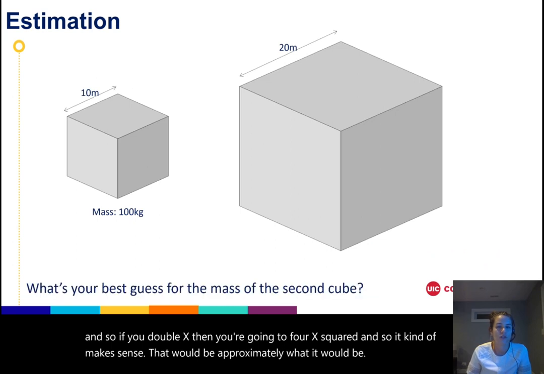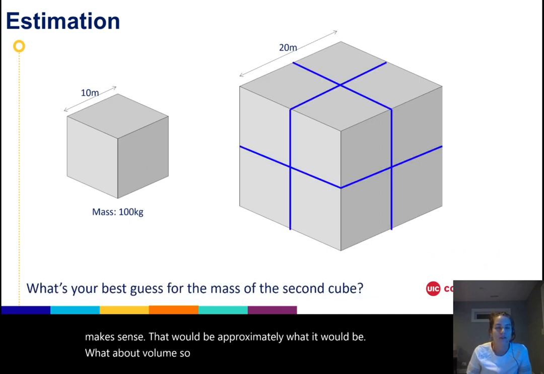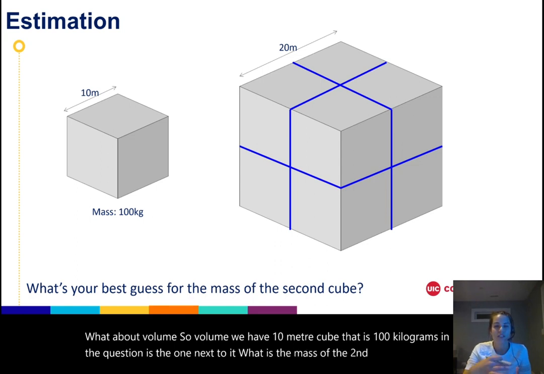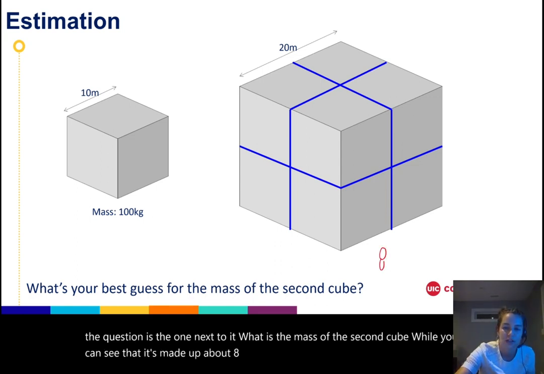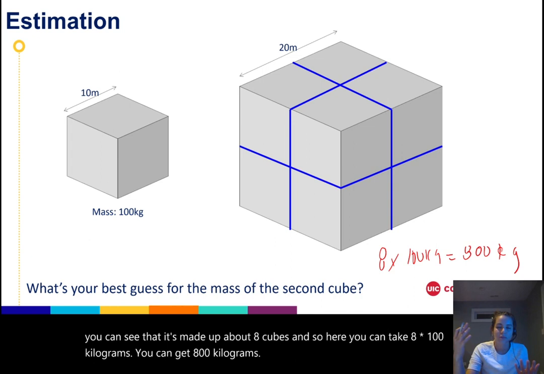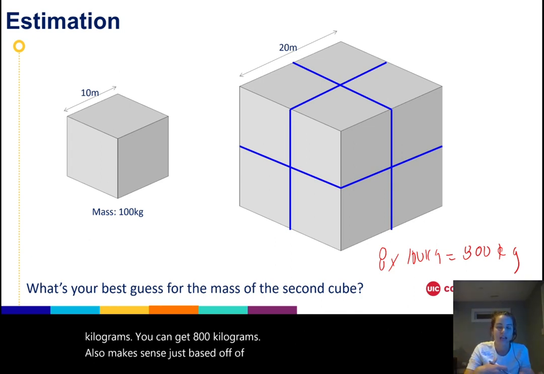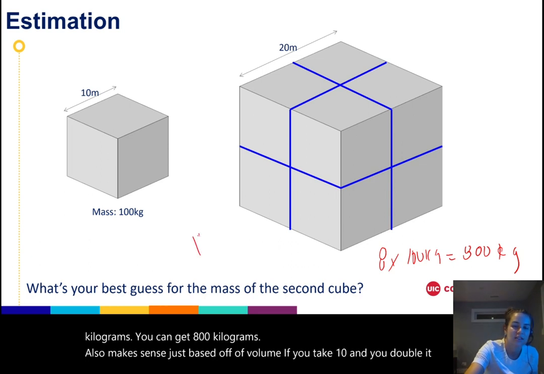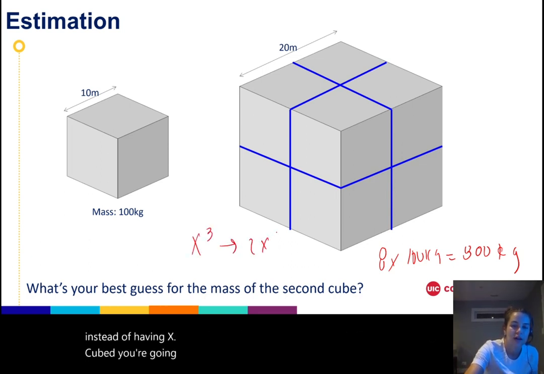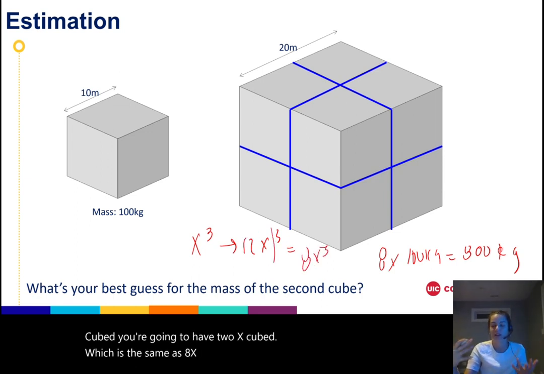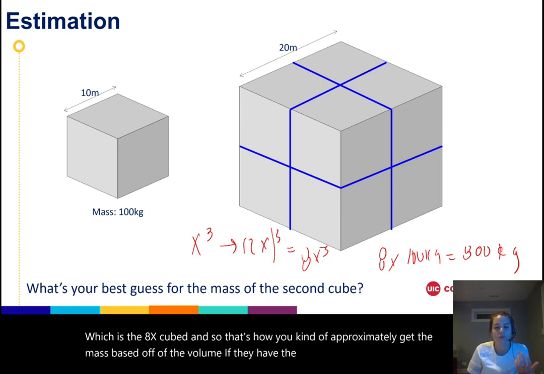What about volume? We have a 10 meter cube that is 100 kilograms, and the question is the one next to it. What is the mass of the second cube? Well, you can see that it's made up of about 8 cubes, and so here you can take 8 times 100 kilograms, and you get 800 kilograms. That also makes sense based off of volume. If you take x and double it, instead of having x cubed, you're going to have (2x) cubed, which is the same as 8x cubed. That's how you approximately get the mass based off of the volume if they have the same density between the two objects.